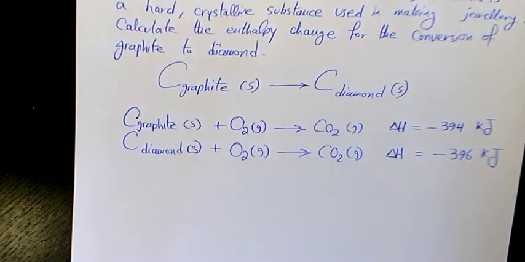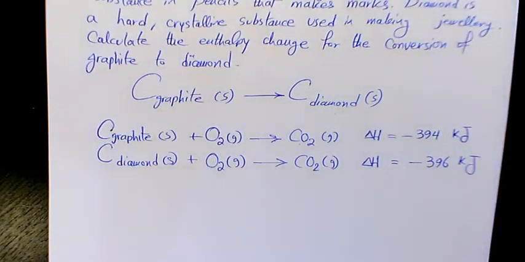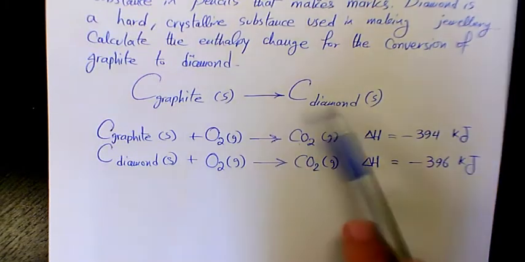We have two equations. Based on these two equations, we need to find out this enthalpy change. C in graphite plus O2 is going to give us CO2 in gas phase. Delta H is negative 394. And the other one is C in diamond plus O2 is going to be CO2, and it's going to be negative 396 kilojoules. So both of these reactions are the combustion reactions of graphite and diamond. Now let's look at here and see how we need to rearrange these two reactions in order to find out the delta H of the first reaction.